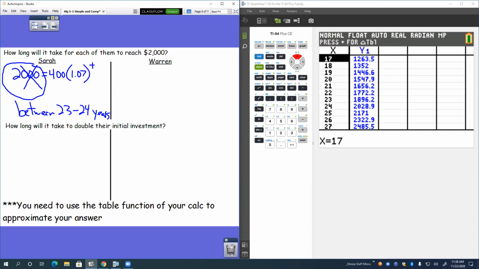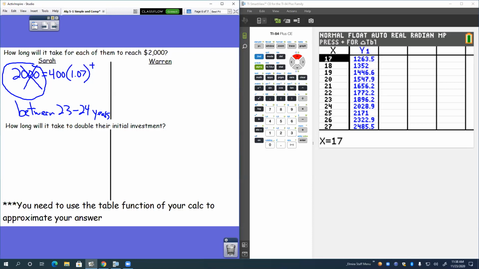All right. Somewhere in between. That's how we're actually going to leave our answer. We can't figure out exactly when, but it's somewhere in between. That 2000 is somewhere in between year 23 and 24.